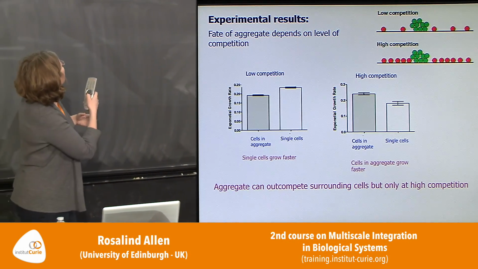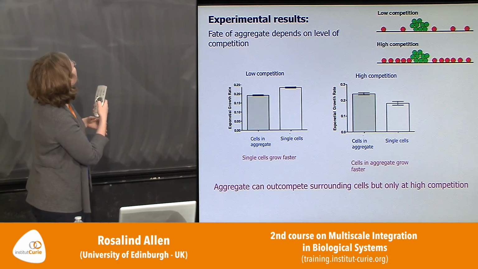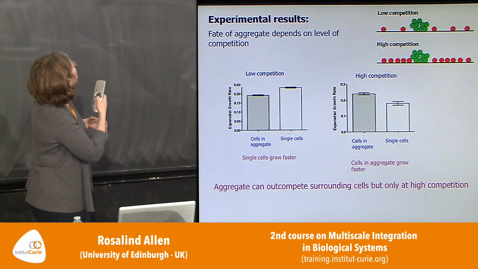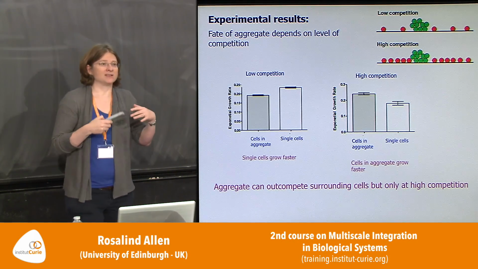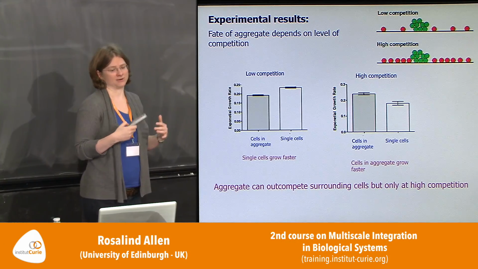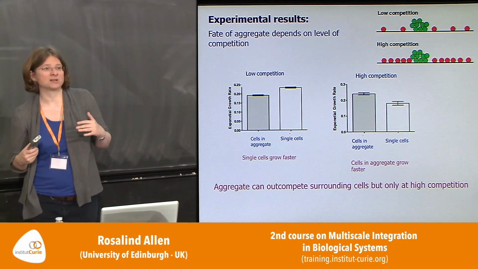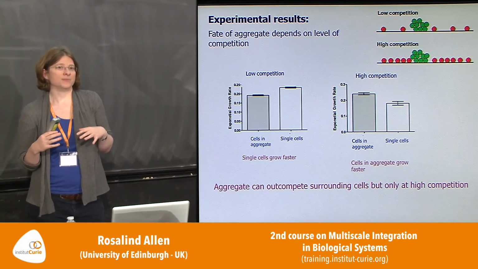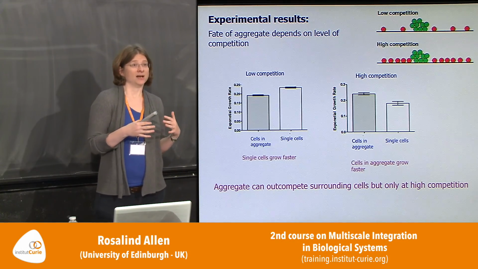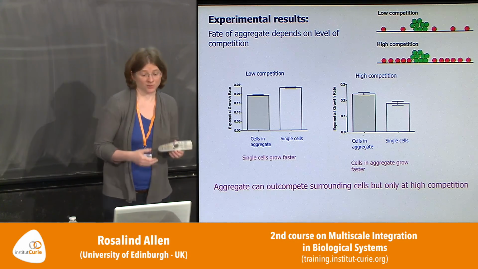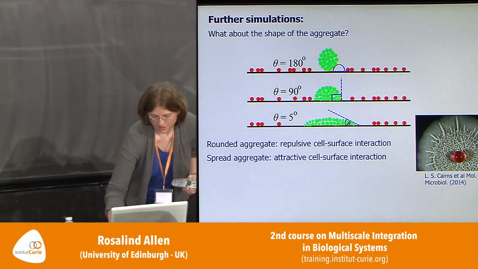So if you do the experiments with a low level of competition, then you see that the single cells actually do better than the aggregate, whereas if there's a high level, then it's the other way around. And so we were kind of happy with that because it suggests that at least basic mechanisms which we have in the simulation explain something about the experiments.